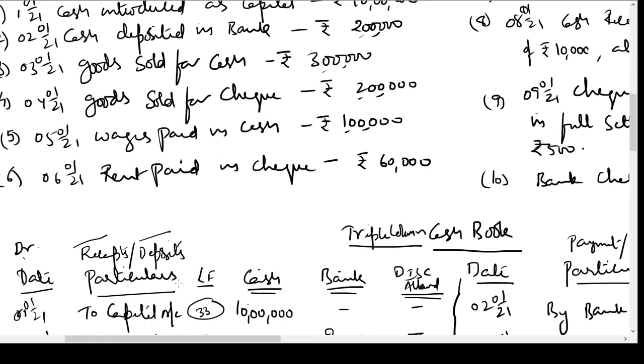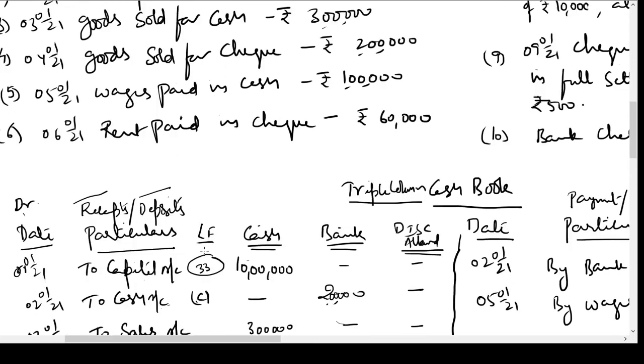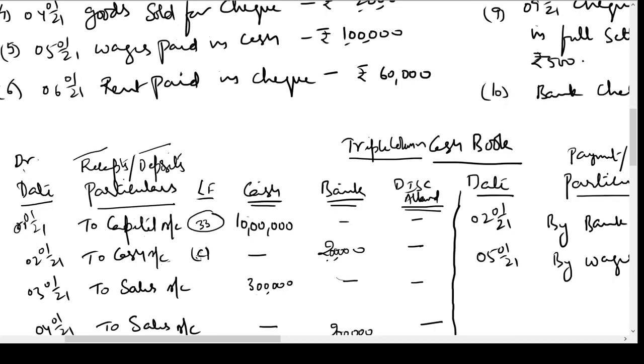Next, rent paid in check rupees 60,000. So we are again making a payment, but this time we are paying through check, so it's a withdrawal from the bank. As you can see, the left side of the cash book is receipts of cash and deposits in bank, and right side of the cash book is withdrawal from the bank and payments of cash. So we are paying in check, that means it is going to be a withdrawal from my bank account.